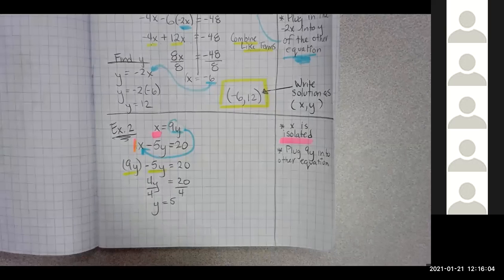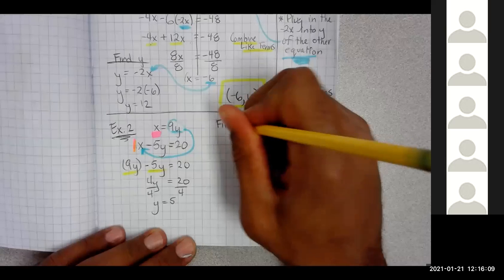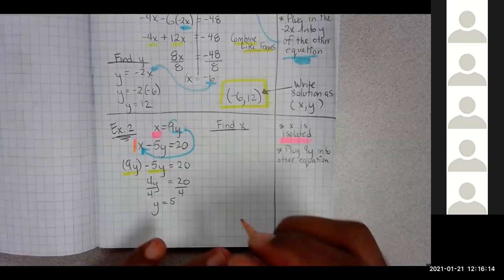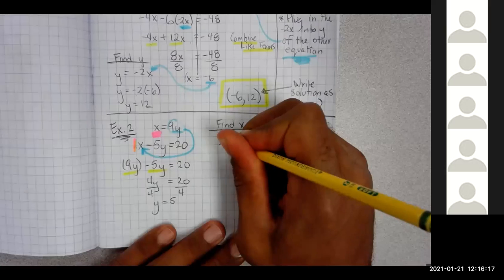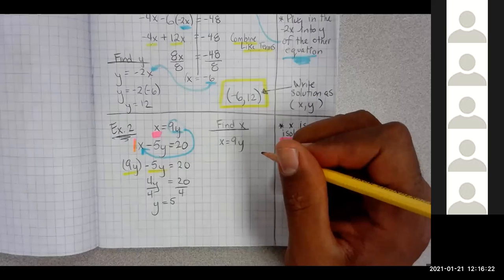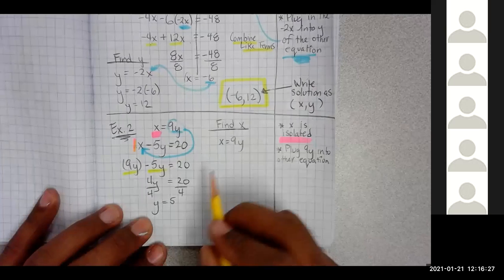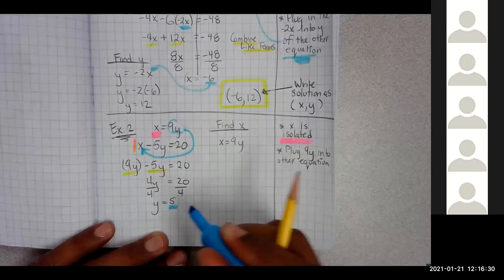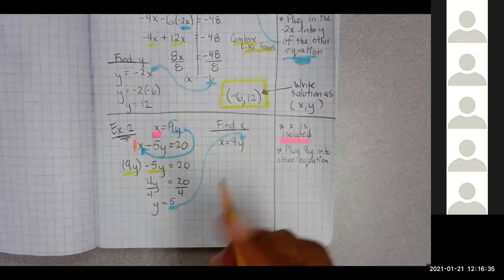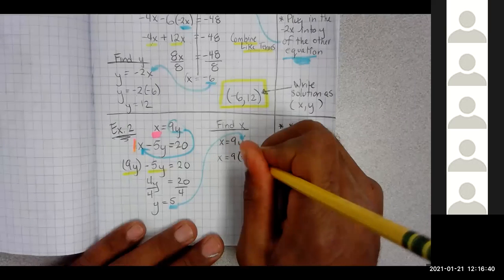Okay, now instead of finding y, we already have y, now we're going to find x. Take the easier equation, just like before. x equals 9y. And now we just plug that 5 into the y part of the equation. x is equal to 9 times 5, which is 45.